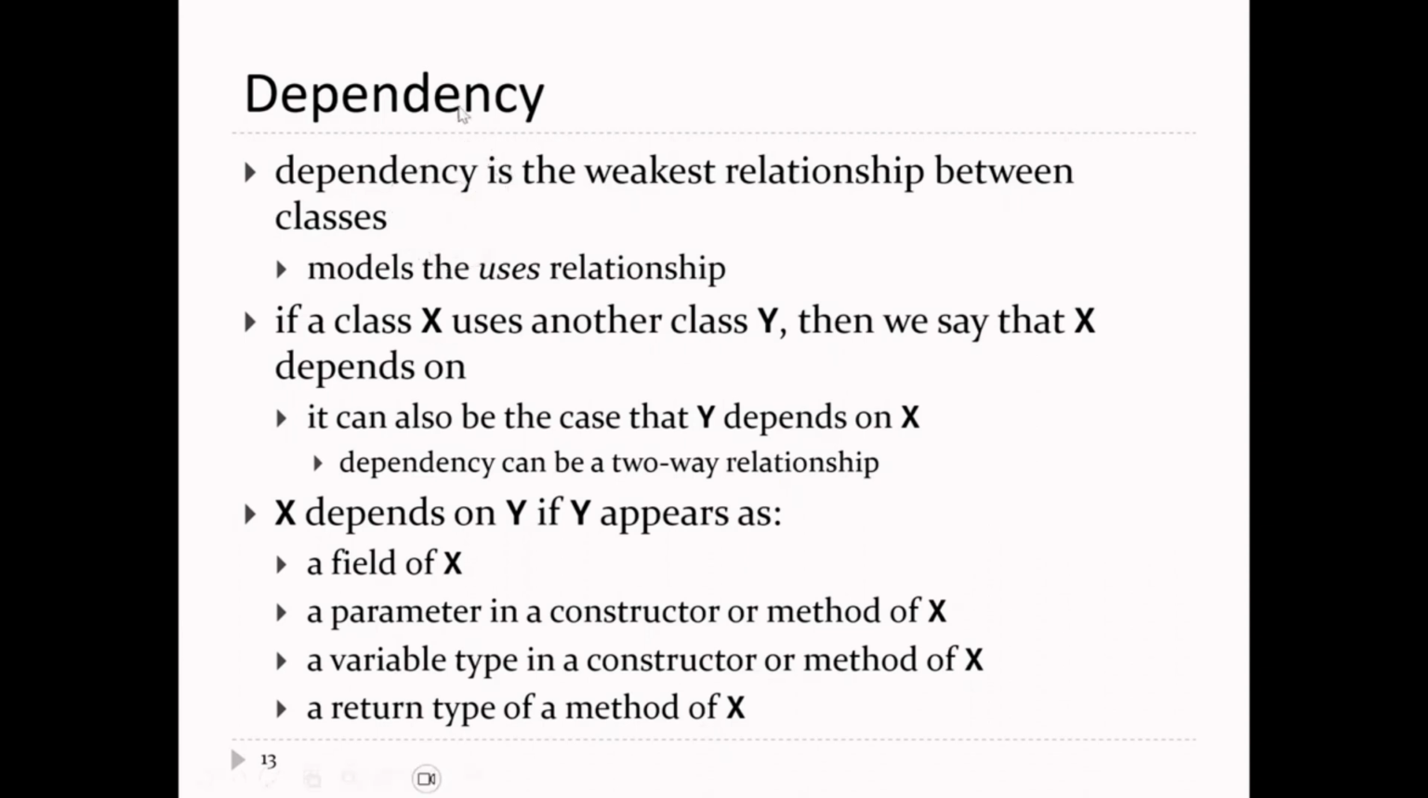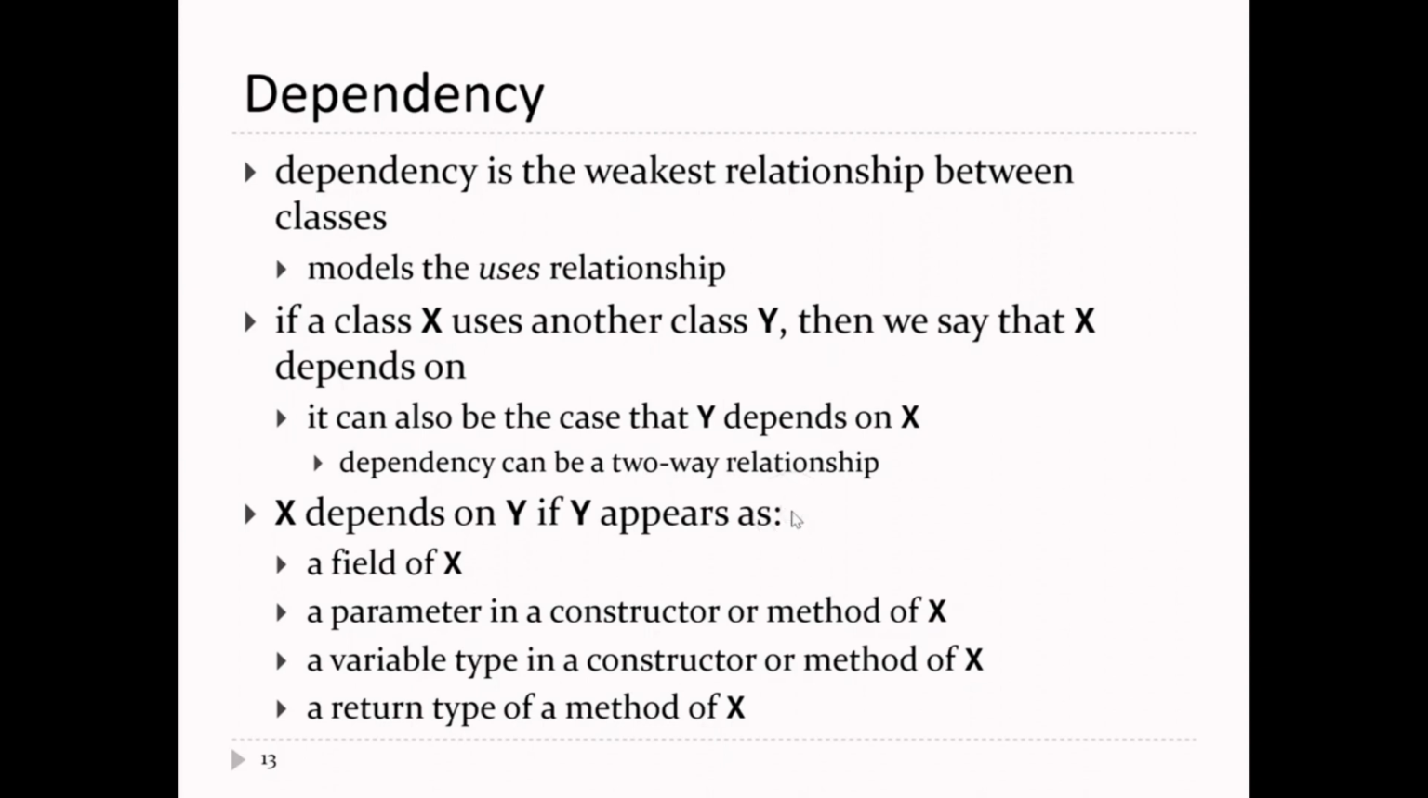The weakest relationship you can have between classes is called dependency. Dependency just means that a class uses another class. That's all it means, and this models the uses relationship. So we say that if a class X uses another class Y, then X depends on Y. Now, it can also be the case that Y depends on X, so you can have a two-way dependency relationship.